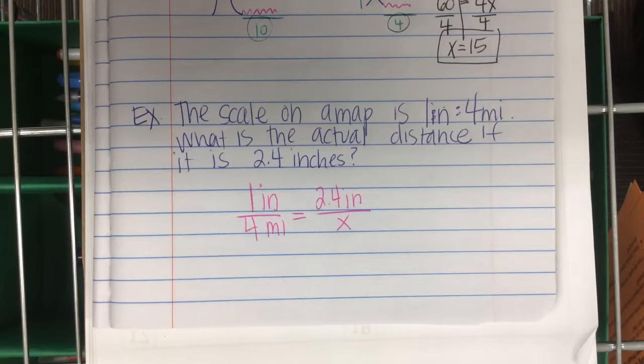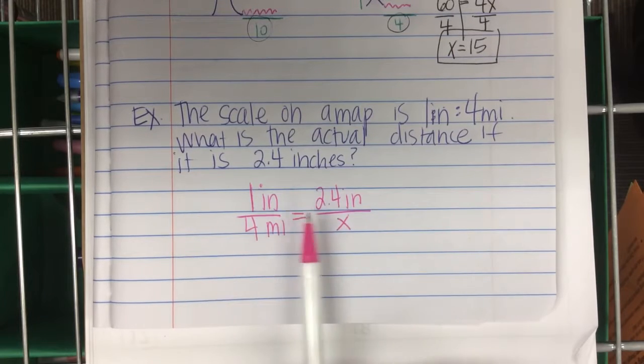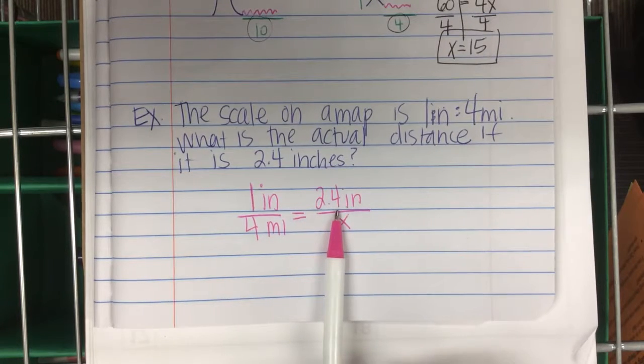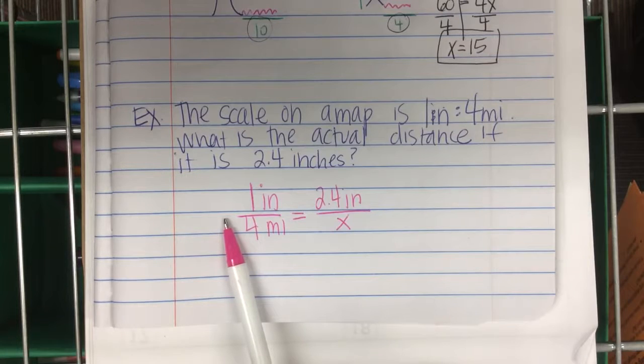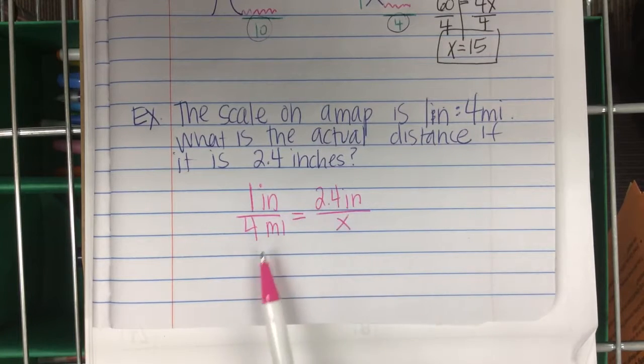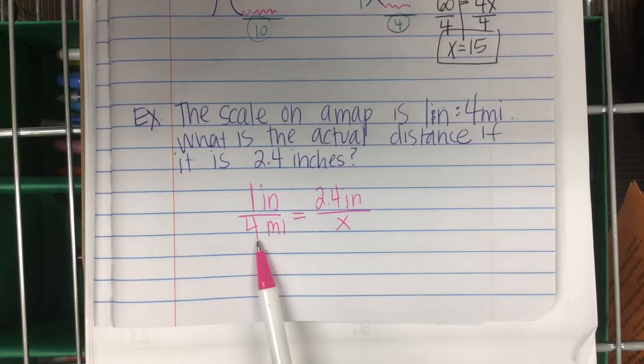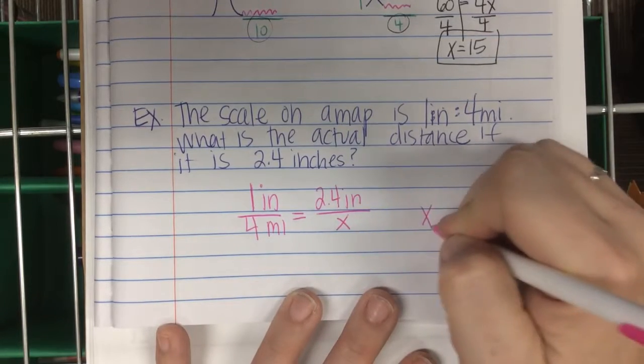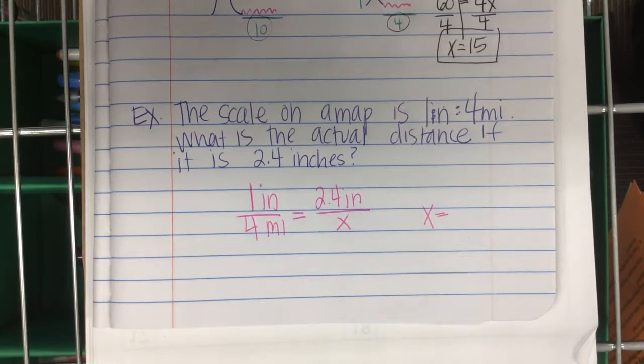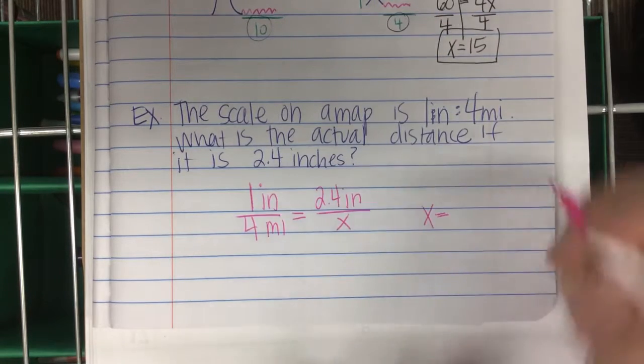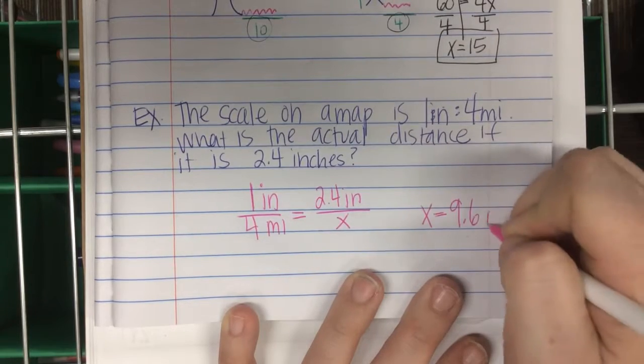Could you cross product on this? Yes, but could you common sense this? 1 times what is 2.4? 2.4. That's easy. I know it's a decimal, and I tell you sometimes you can't common sense decimals, but this is anything times 1, right? So it's times 2.4. So what's 4 times 2.4? 9.6. 9.6 miles.